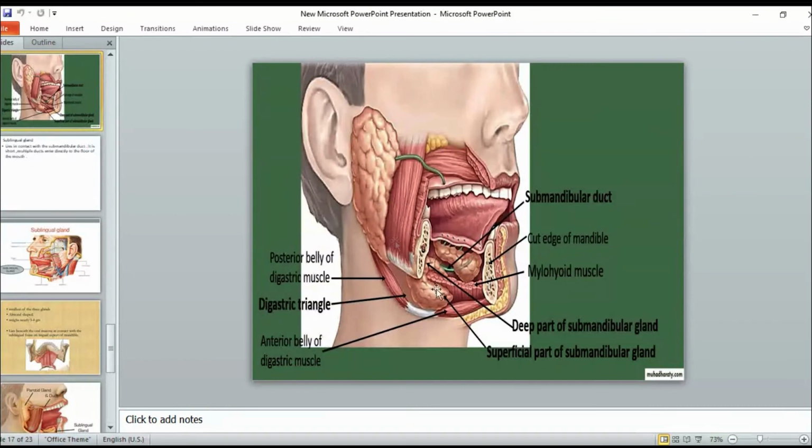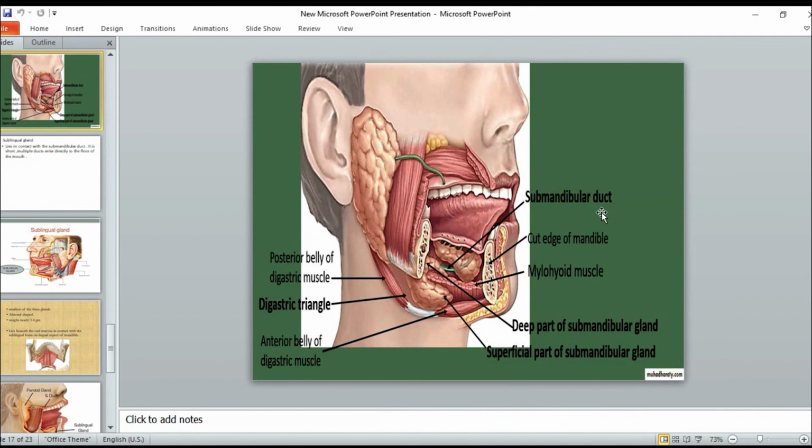This point is very important. You can see the superficial part of the submandibular gland, the deep part of the submandibular gland, and the submandibular duct. These are important. Only the glands and their ducts are important for the exams.